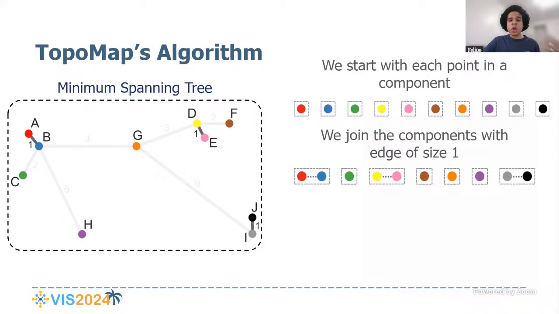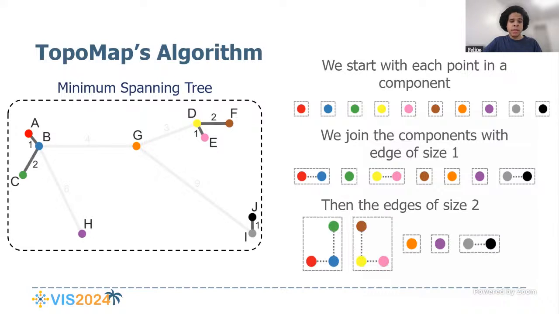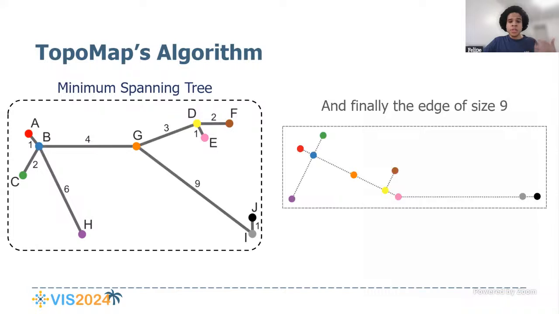First, we merge components that are connected by edges of distance 1 in the minimum spanning tree. Then, we do that with edges of size 2, until the last edge, which is, in this case, 9. Note that using this procedure, groups that are close in the original space, like D, E, and F, are mapped to dense components in the projection, which can be hard to identify since they take little visual space.